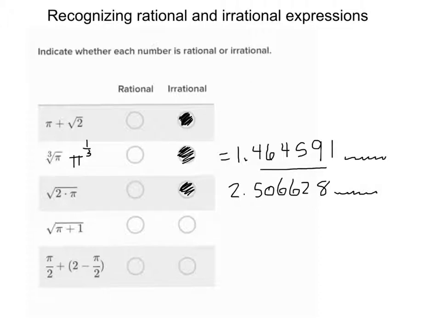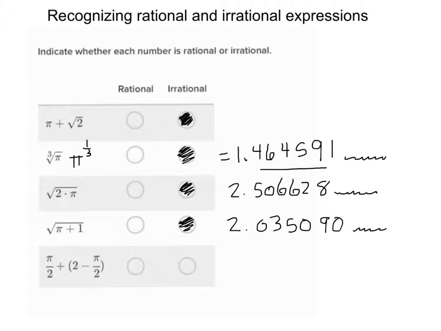All right, here I have the square root of pi plus 1. I'm going to put that in the calculator, and it tells me that it is 2.035090, and it goes on and on forever without a pattern. So it also is irrational.